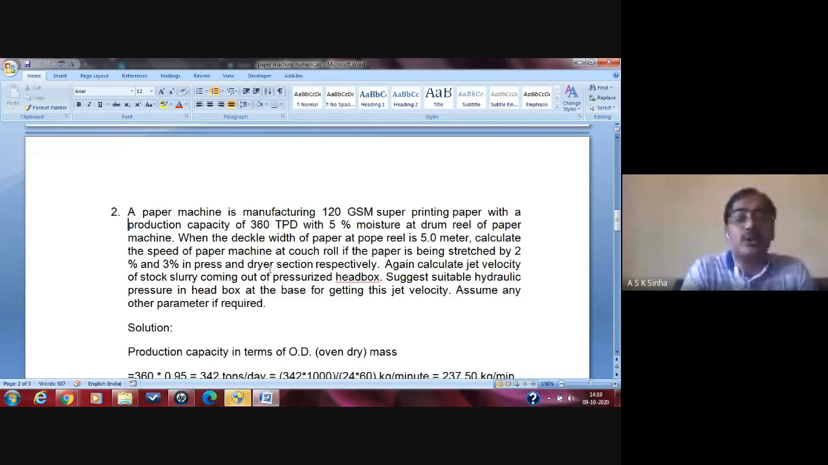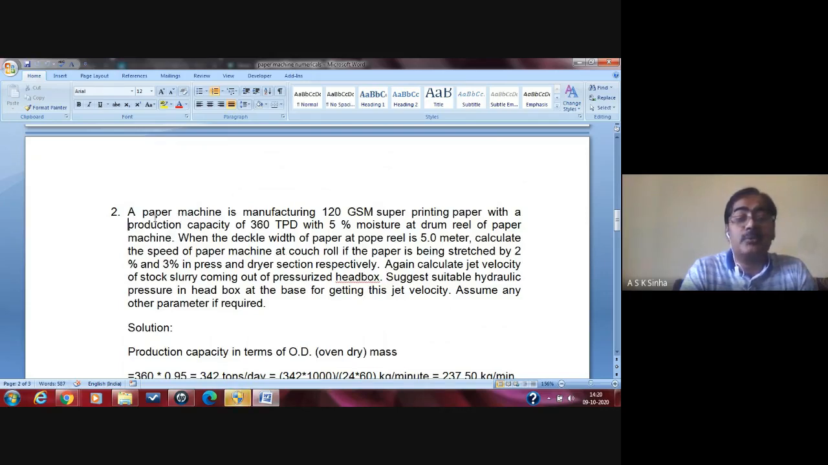This one is about the calculation of the jet velocity of a stock slurry coming out of the pressurized head box. That means how to calculate the requirement of the air pressure or total pressure at the base of the head box, especially in the pressurized tank head box. Similarly, depending on the requirement of jet velocity, you can find out the pressure that is required in the hydraulic head box. Let us see the complete numerical or the parameters which may be given here.